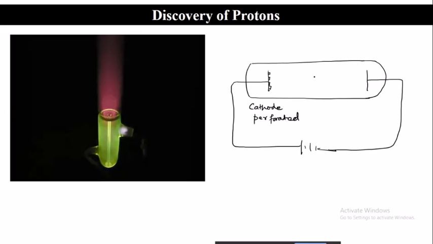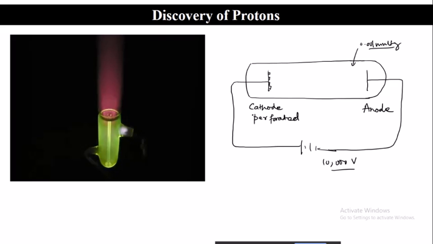From the anode, similar 10,000 volts, low pressure, everything in the setup is the same. The difference is the perforated cathode. Now what is happening? You are able to see this greenish glow in the center, this greenish beam.